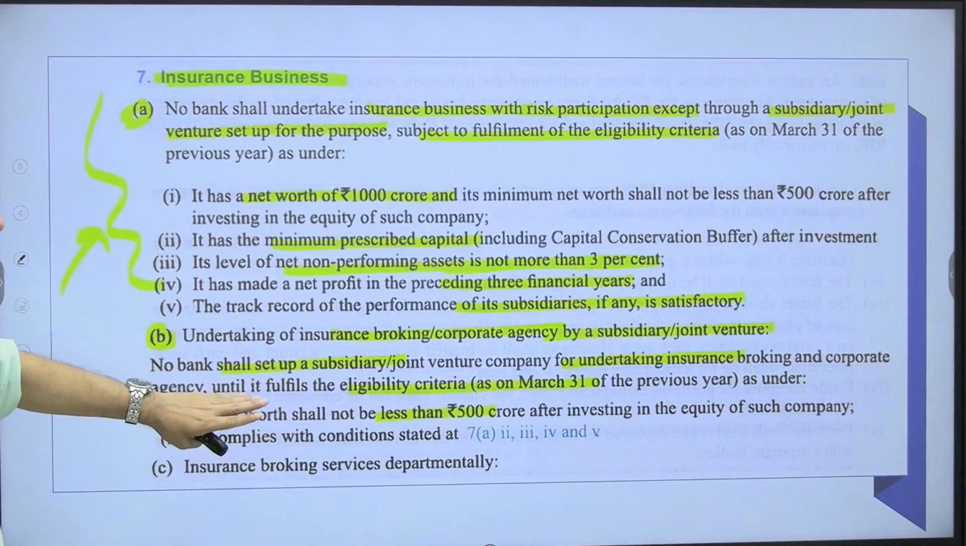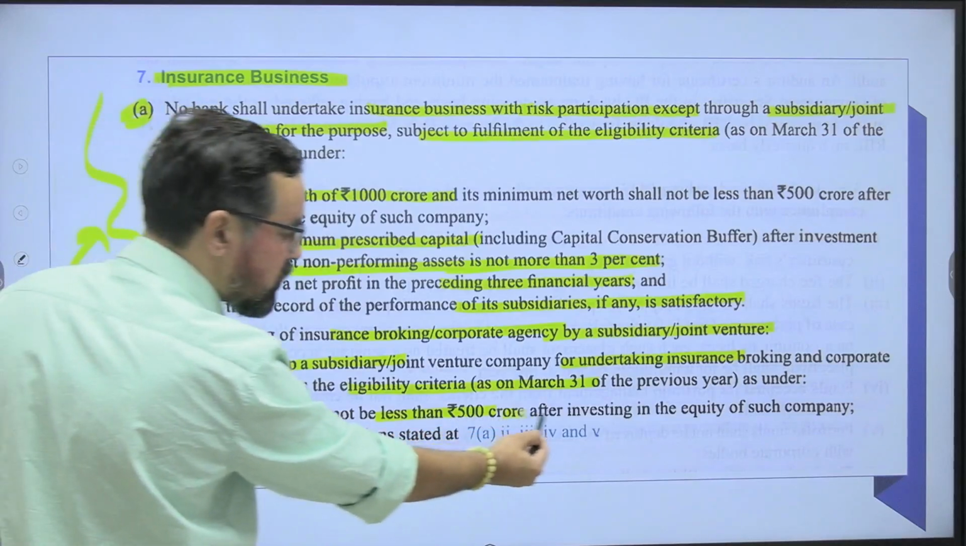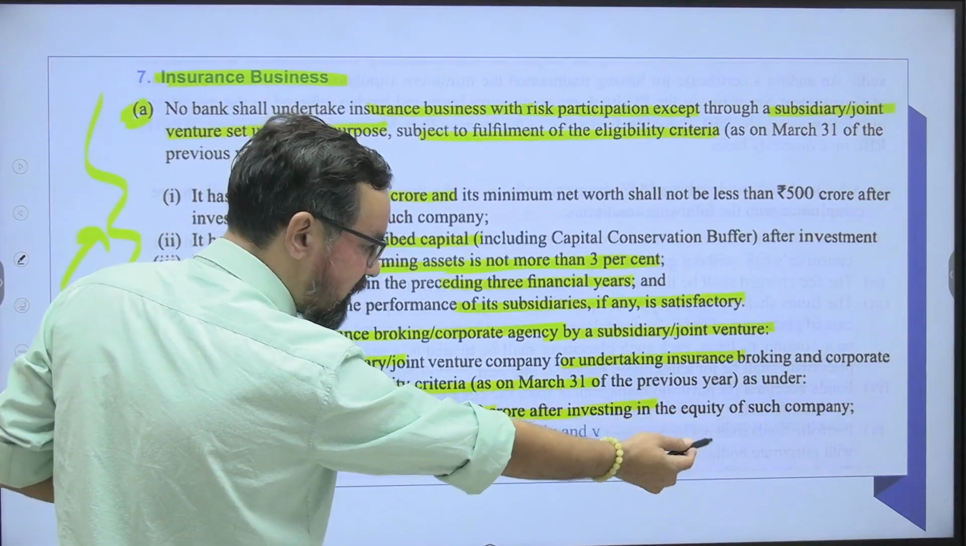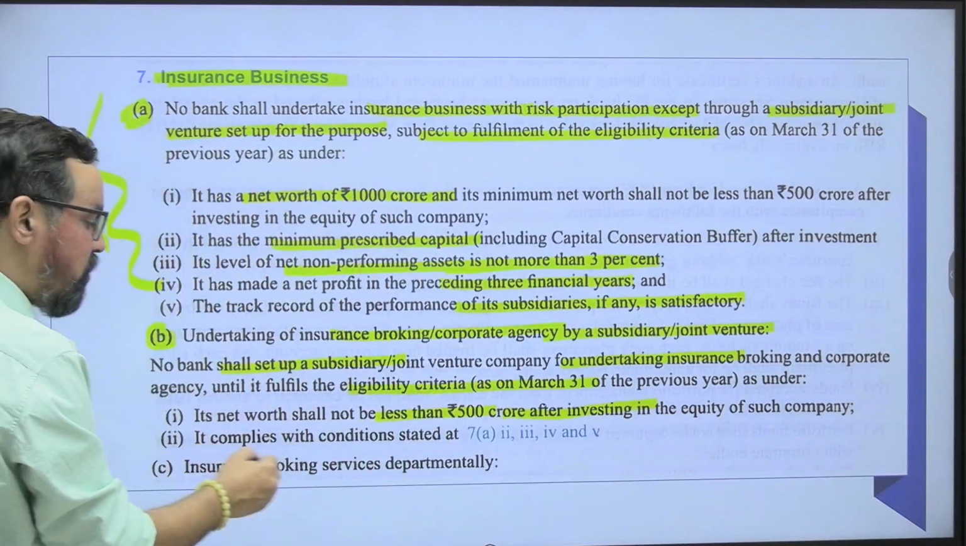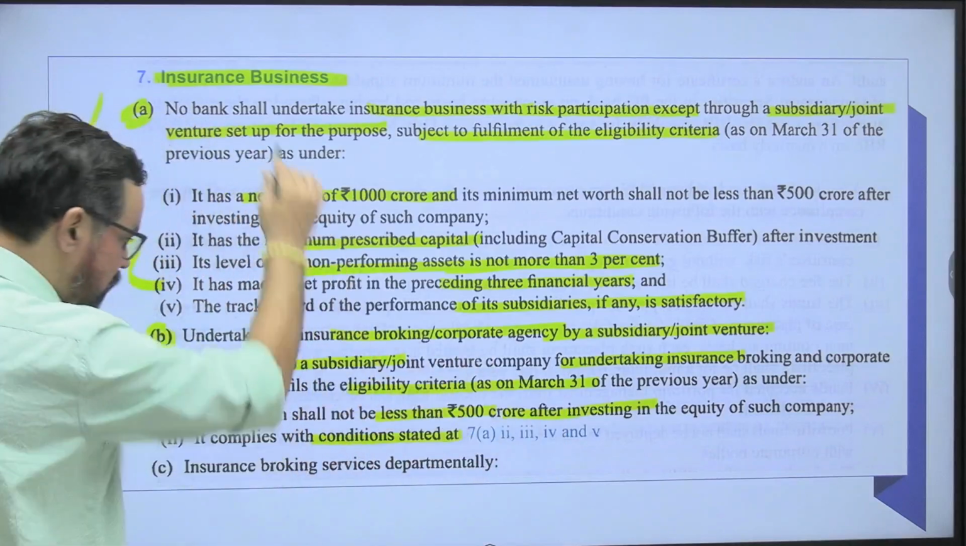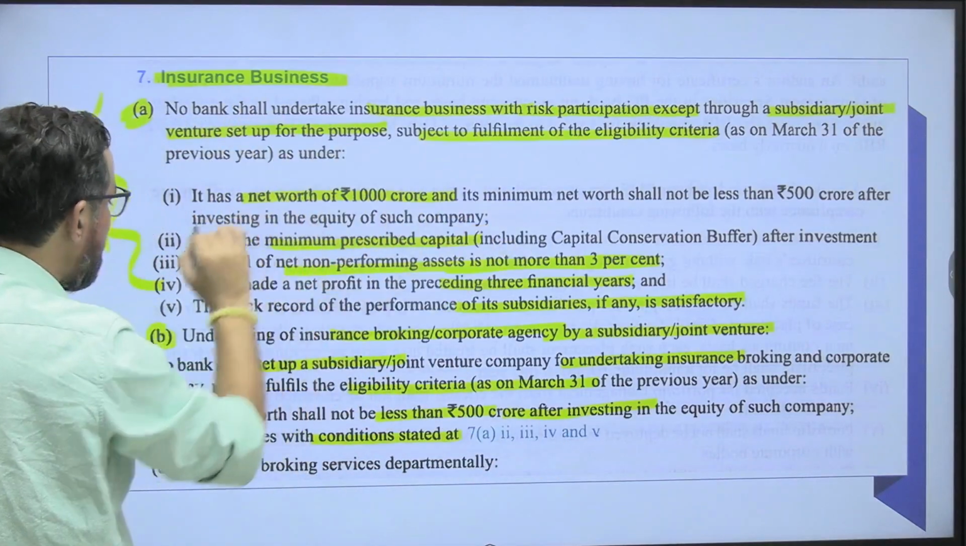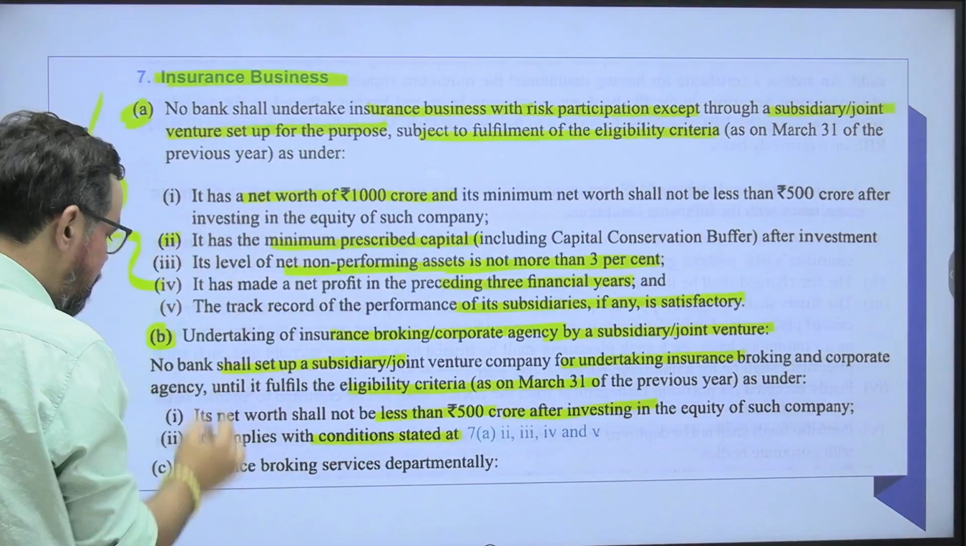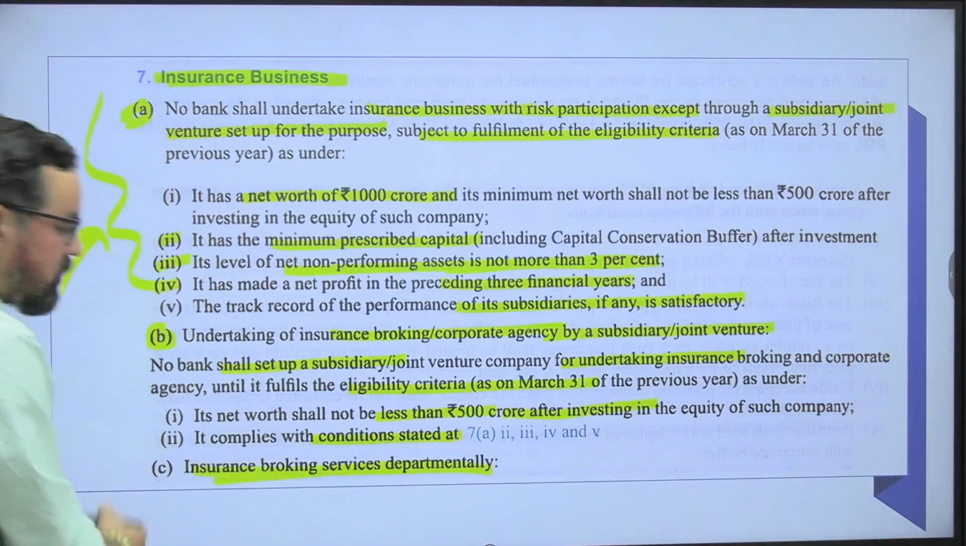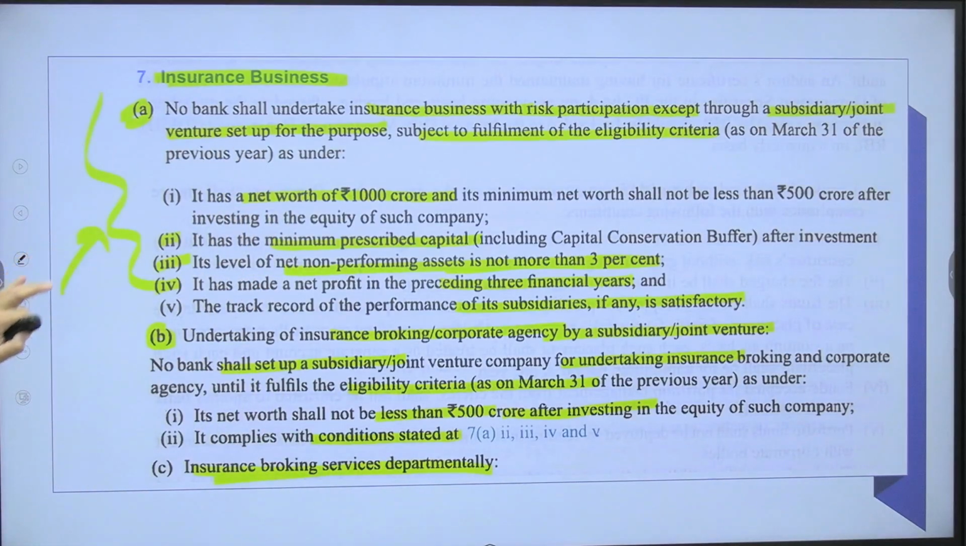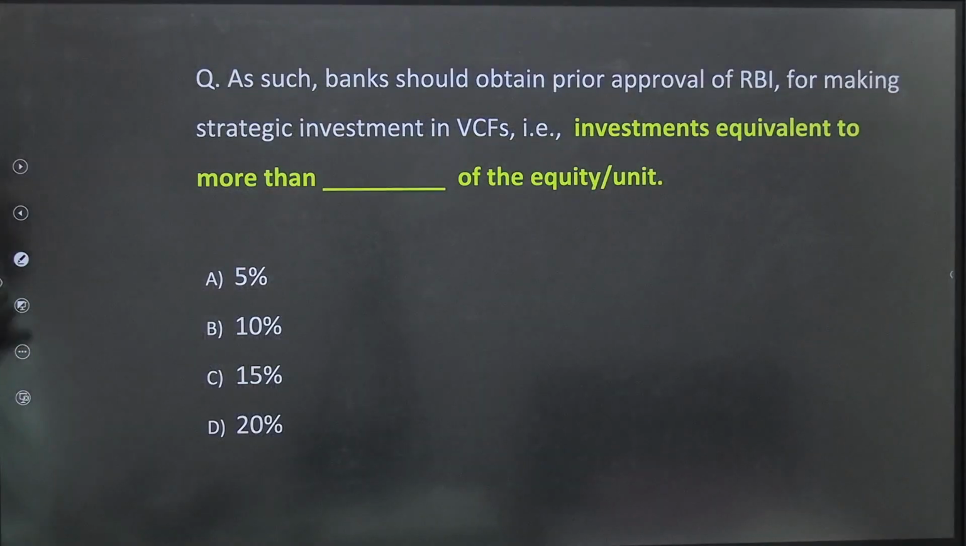So as a corporate agency, it is 5000 crores after investing in the equity of such a company. It must comply with conditions 2, 3 and 4, and insurance broking services can be run departmentally. That is the next one. You can run it as your own department in that particular situation.